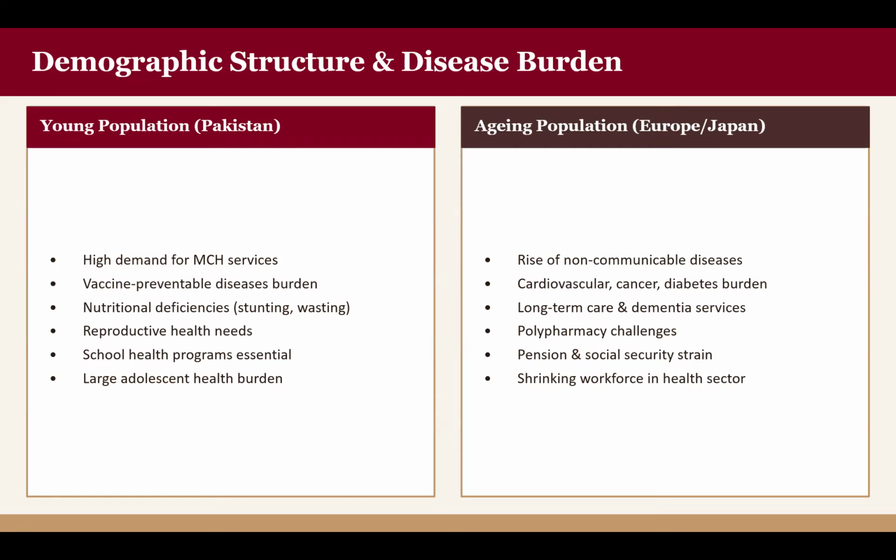But in the case of Europe or the Japanese population, which are more of an aging population, there is more risk of non-communicable diseases. Cardiovascular, cancer, and diabetes burden are increasing. Long-term care and dementia services are needed there, along with polypharmacy challenges, pension and social security strain, and a shrinking workforce in the health sector. So this is a quick comparison between a younger population and its demands and an aging population and its demands, although there can be overlapping of the needs.